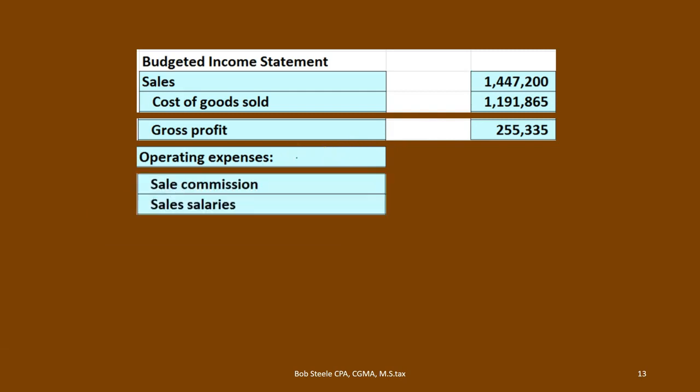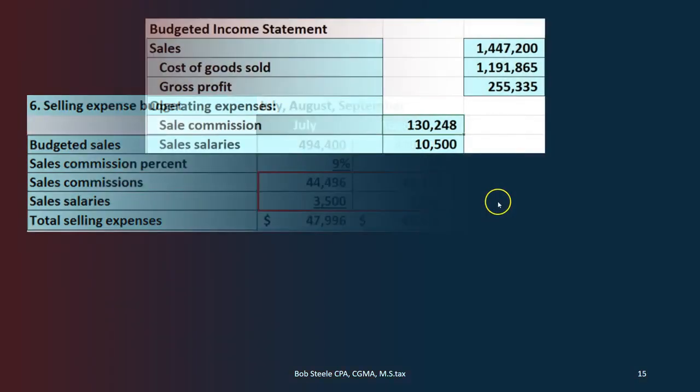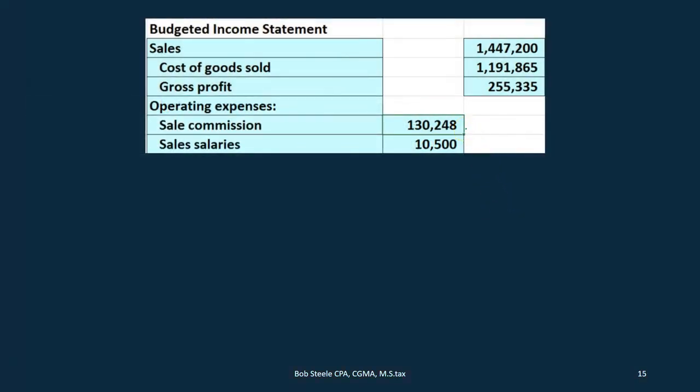Within the operating expenses, we are going to have the sales commission and sales salary. So we're going to pick those numbers up by jumping back to the selling expense budget. So we have these two items. We didn't total them up in this budget, so we'd have to add them up. So we got July, August, September for the sales commission, and July, August, and September for the sales salary. If we added these up and then added these up, then we would come up with the $132.48 for the sales commission and the sales salary $10,005.